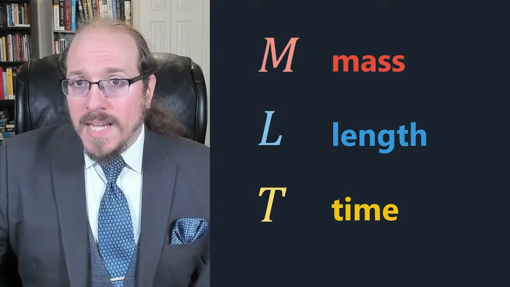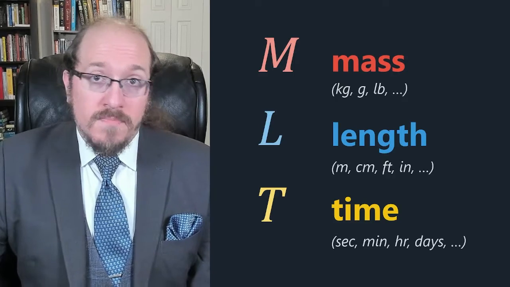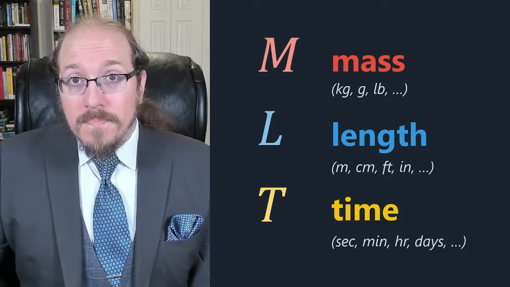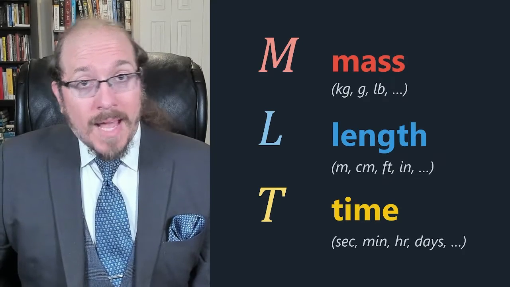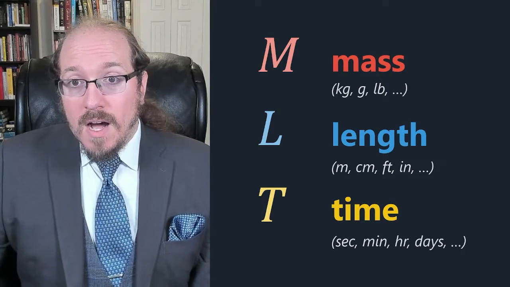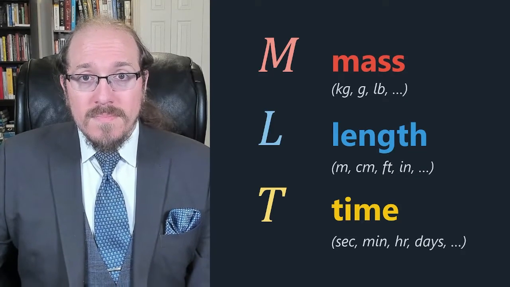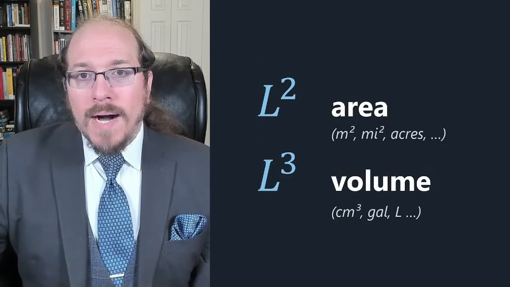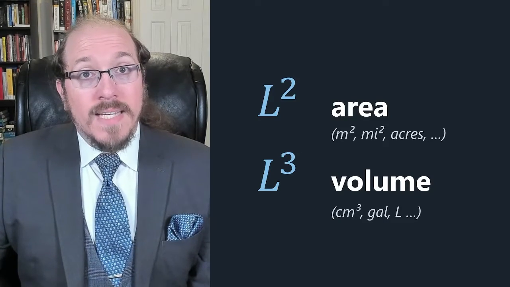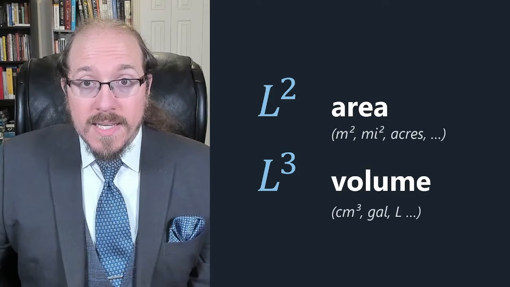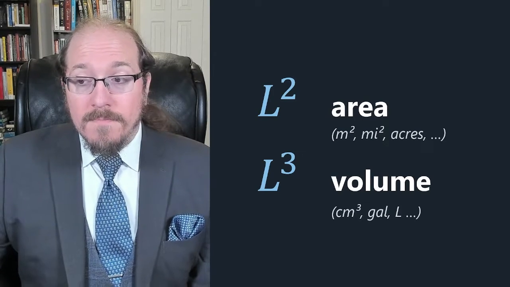Now, each dimension can be measured in a number of different units, which you use in your everyday life. So, for example, meters in the metric system and feet in the imperial system are both ways to measure the dimension of length. From there, we can combine these dimensions in different powers to get other quantities we care about. Things like area and volume, for example, are just powers of length.